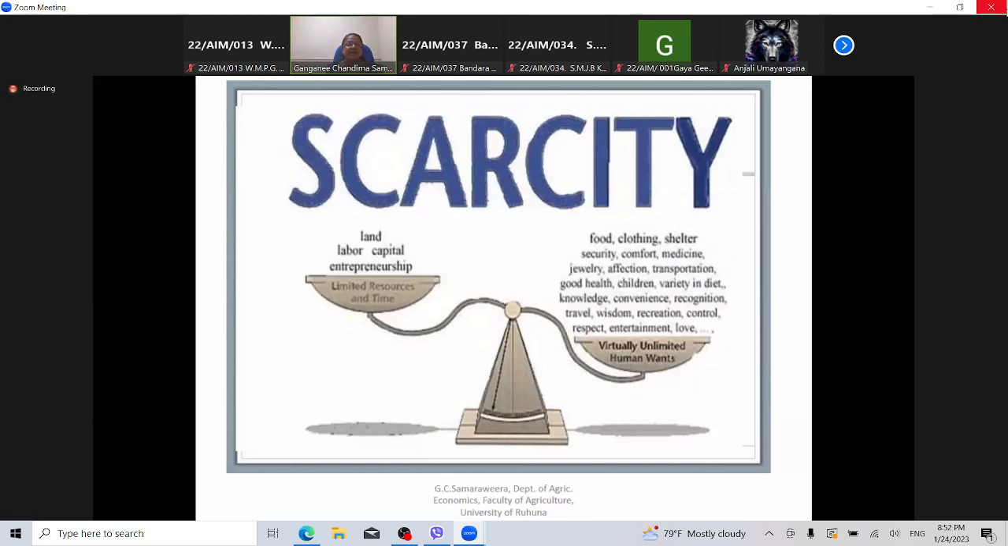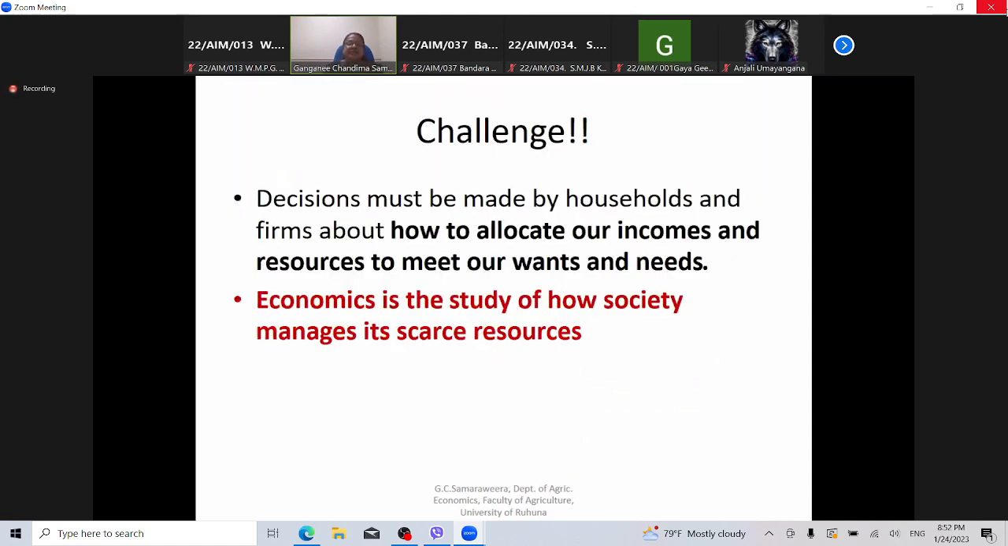So you can see we have limited resources but unlimited wants. So we can't balance. It's difficult to balance because we have limited resources. We have many demands for our food, clothes, shelter, security, medicine, jewelry. Needs and wants both are there. But we have to use limited resources to satisfy these. So that is a challenge.